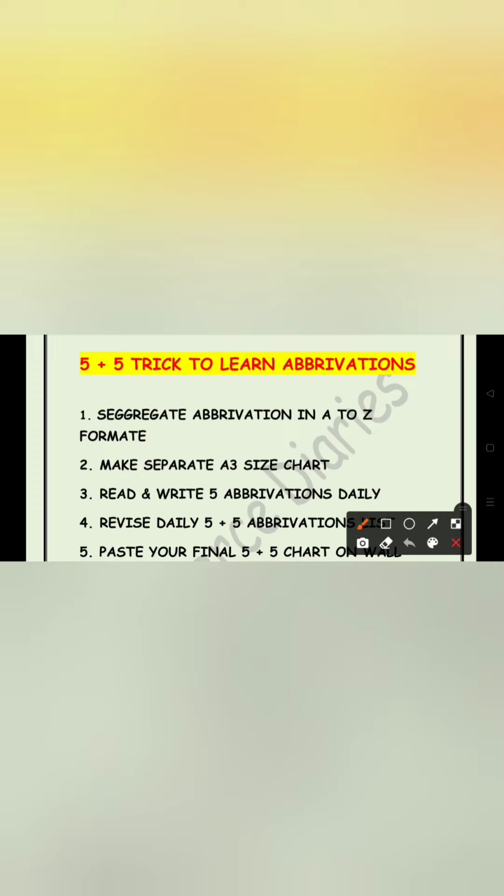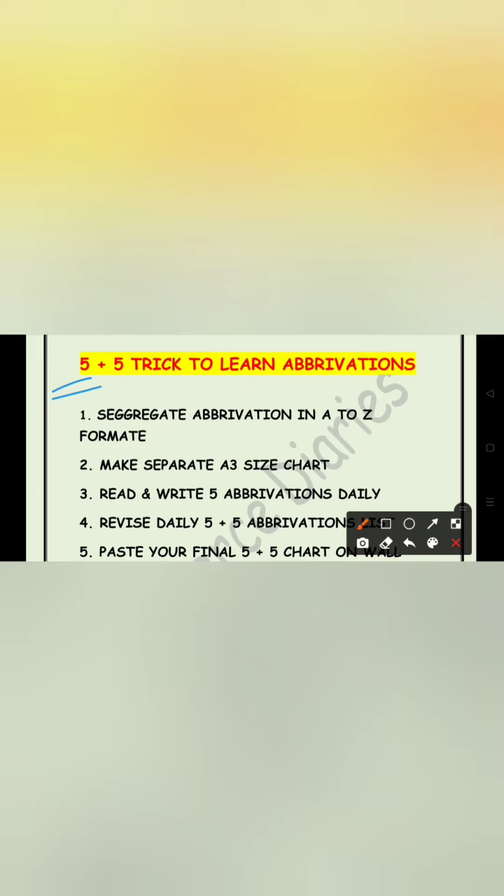So here I am going to share a simple trick which helped me to remember all the abbreviations for my examination. So let us begin with it. So here is the 5 plus 5 trick to learn the abbreviations.